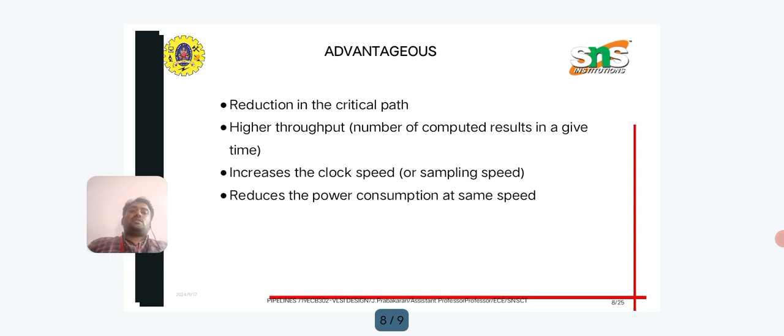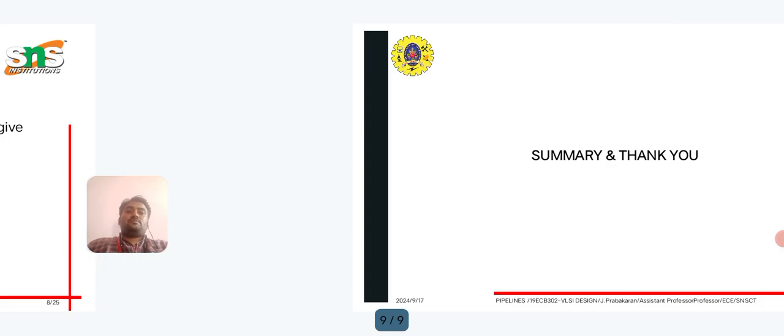Advantages of pipelining: reduction in the critical path, high throughput, increased clock speed, and reduced power consumption at the same speed.